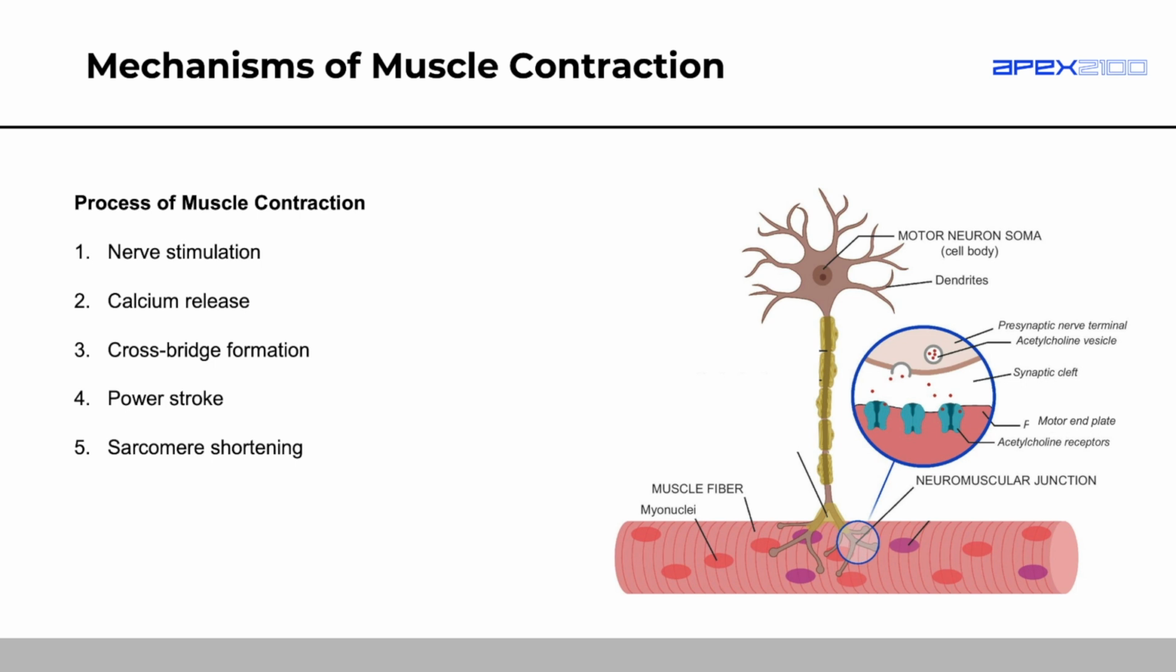So the power stroke is this pulling inwards. The myosin heads, those little broccoli heads, are going to connect to the actin and pull them towards the center of the sarcomere to shorten the sarcomere, which leads to the muscle shortening, which is what happens when we contract the muscle. So the sarcomere shortens, the whole muscle shortens as a result, and therefore we have a muscle contraction.